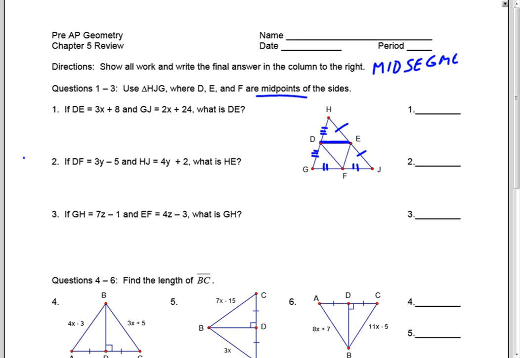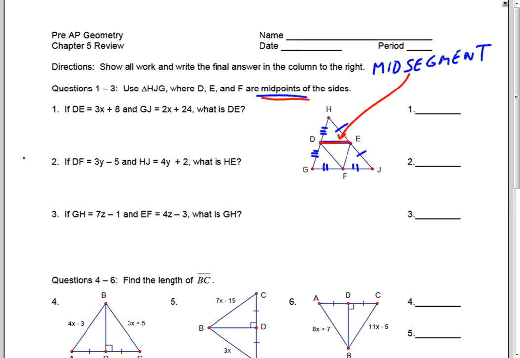is called a mid-segment. So DF is considered a mid-segment. EF would also be considered a mid-segment. Typically, well, there's no typical problem. Sometimes you'll see all of the mid-segments shown in the triangle. Sometimes you'll just see one. That's just an example of one of the mid-segments. So if you see midpoint mentioned, you've got a mid-segment.